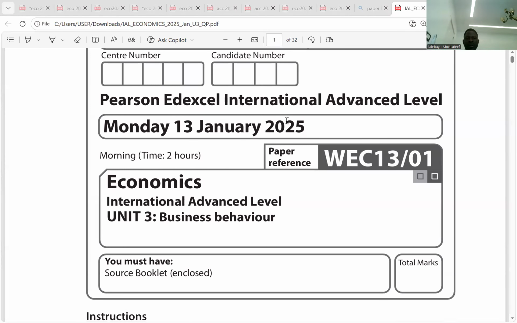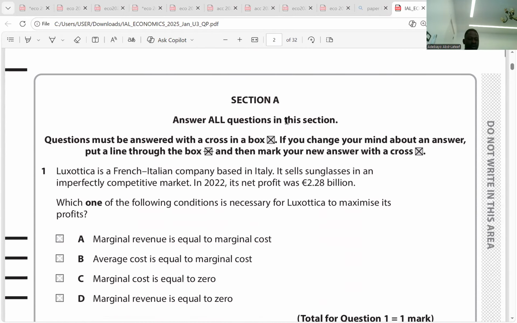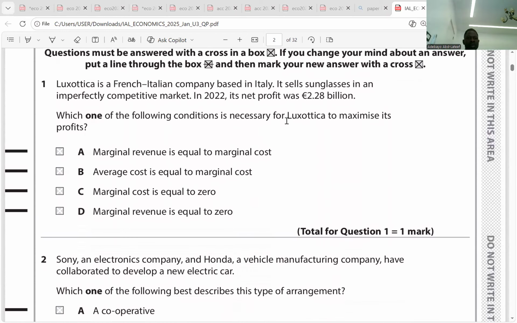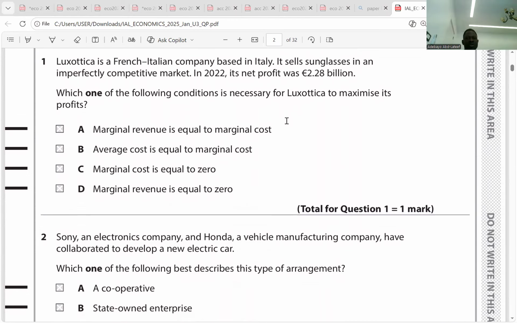We have Economics paper 3, January 2025. For question 1, it says: Luxottica is a French-Italian company based in Italy. It sells sunglasses in an imperfectly competitive market. In 2022, its net profit was 3.28 billion. Which one of the following conditions is necessary for Luxottica to maximize its profit?